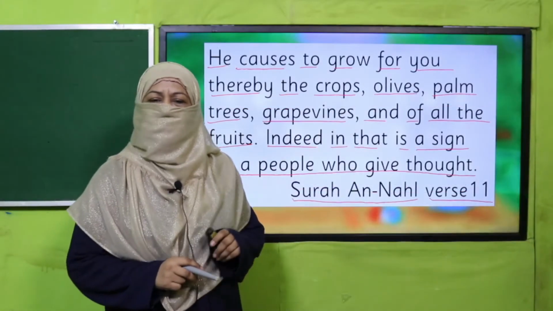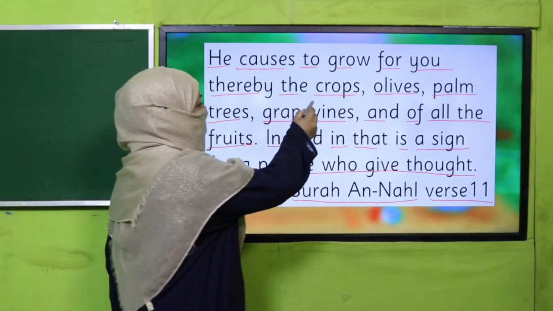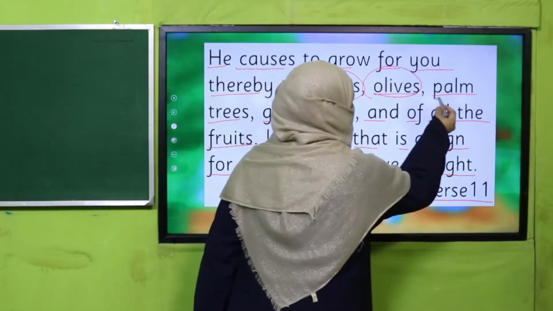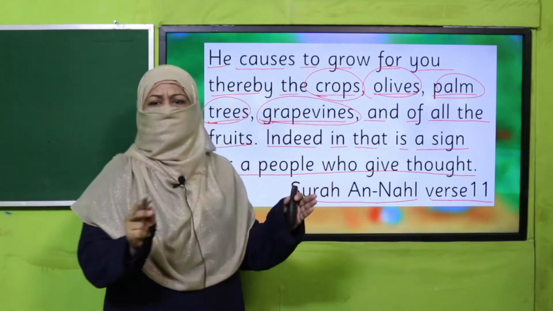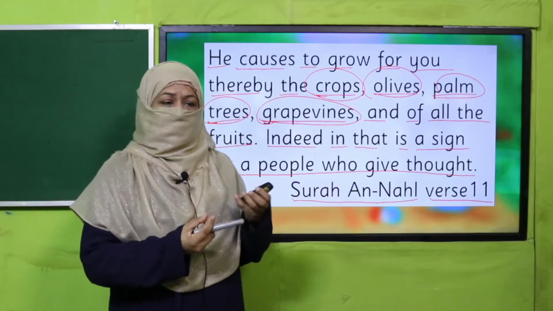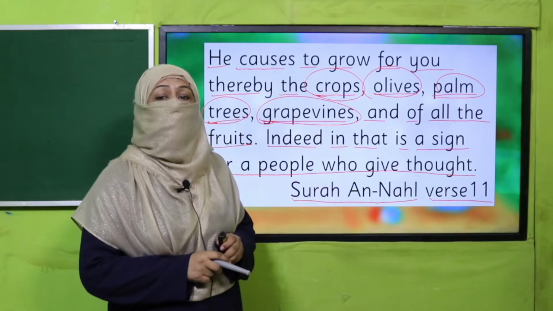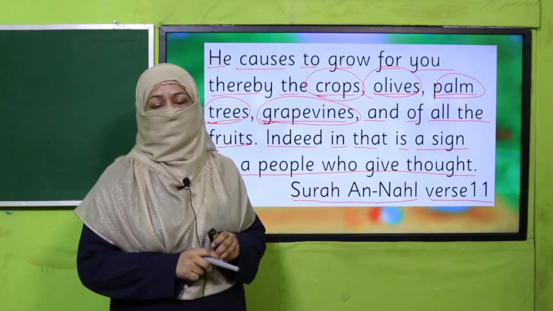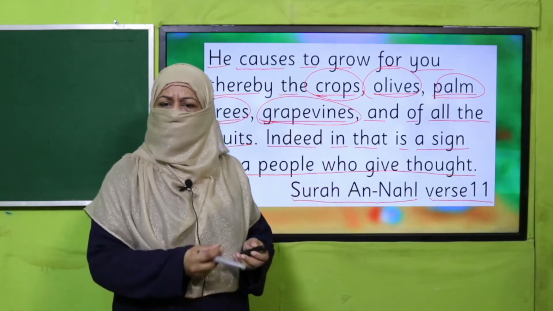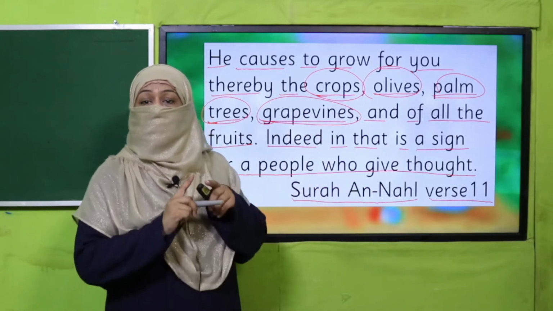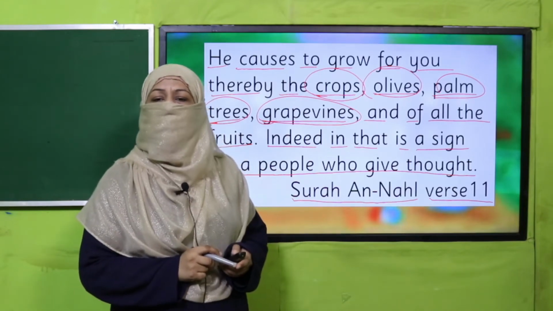Yes, my dear children, what is this beautiful verse telling us? Allah subhanahu wa ta'ala is mentioning crops, olives, palm trees, grapevines. Do you understand? These are all different types of things which we grow from the land, from the earth. So who makes them grow? Allah subhanahu wa ta'ala. So this verse is telling us that there are different types of things which grow from the earth, and the ultimate control is in the hands of Allah subhanahu wa ta'ala.